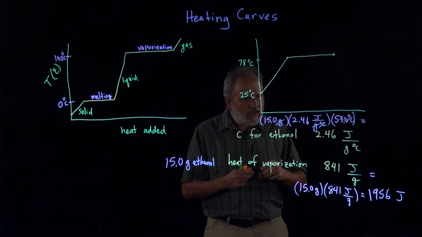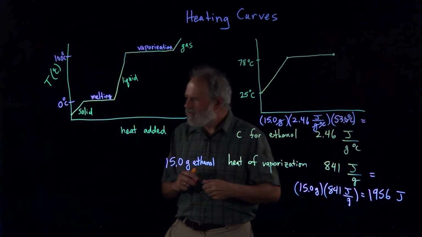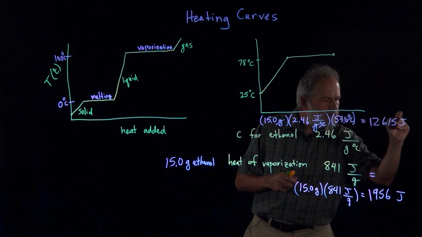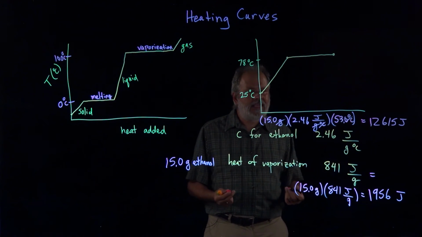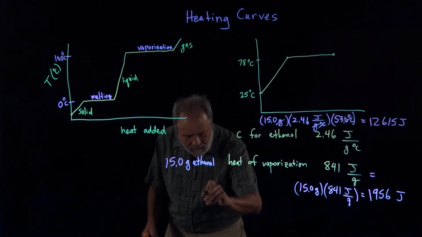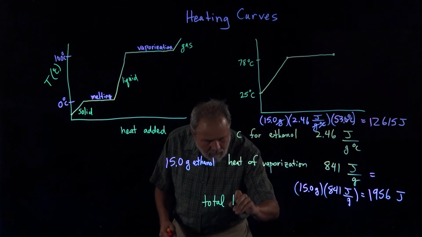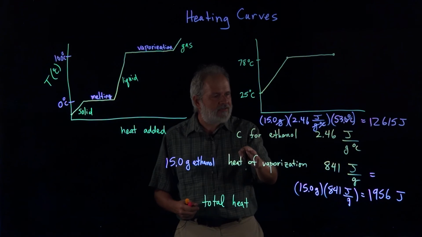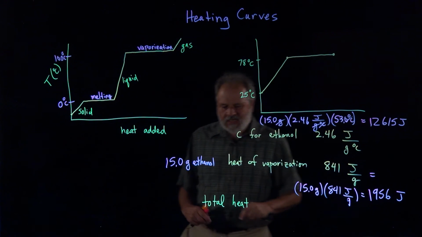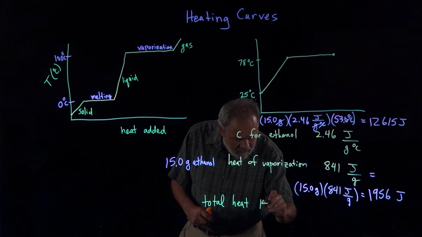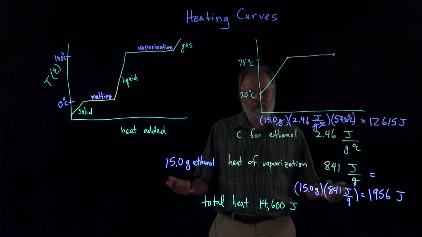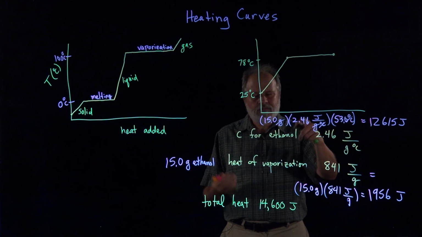All right, and so that is going to require, when we multiply it out, 12,615 joules. And so the total amount of heat is going to be the sum of these two, the total heat. Now we're going to round off to three significant figures, because everything's in three significant figures, and that's going to be 14,600 joules.